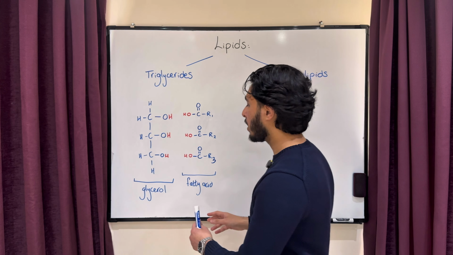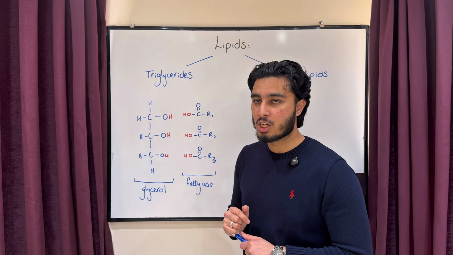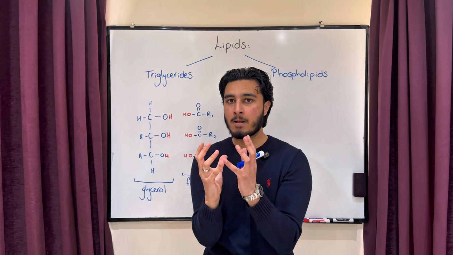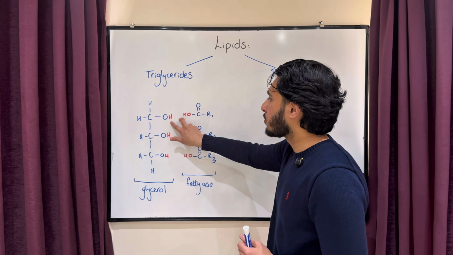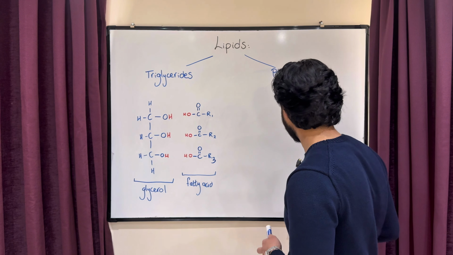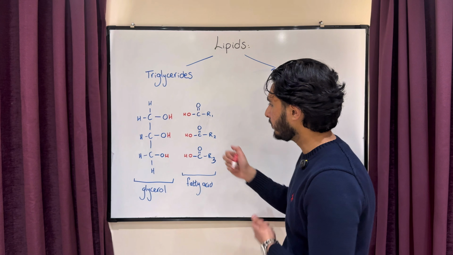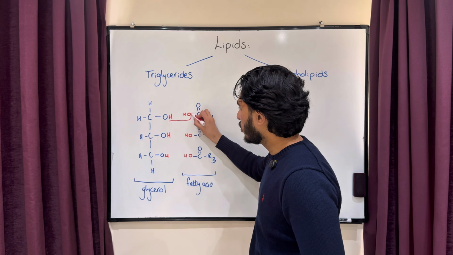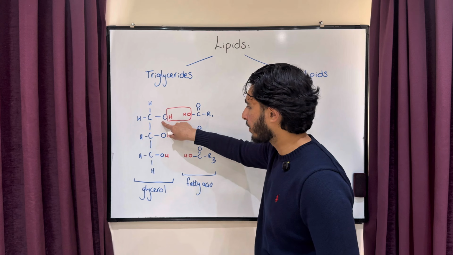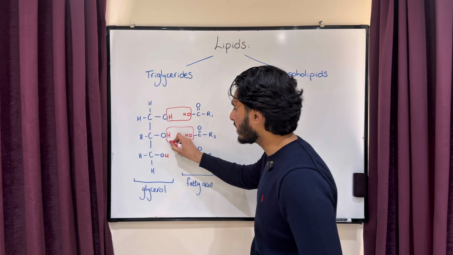Now what's going to happen is we're actually going to have a condensation reaction. Condensation, we're condensing, we're putting two things together, we're joining things so that we have a chemical bond, and that's going to release water. So what's going to happen here is the OH from the carboxyl group and the H from the glycerol, those are going to leave.